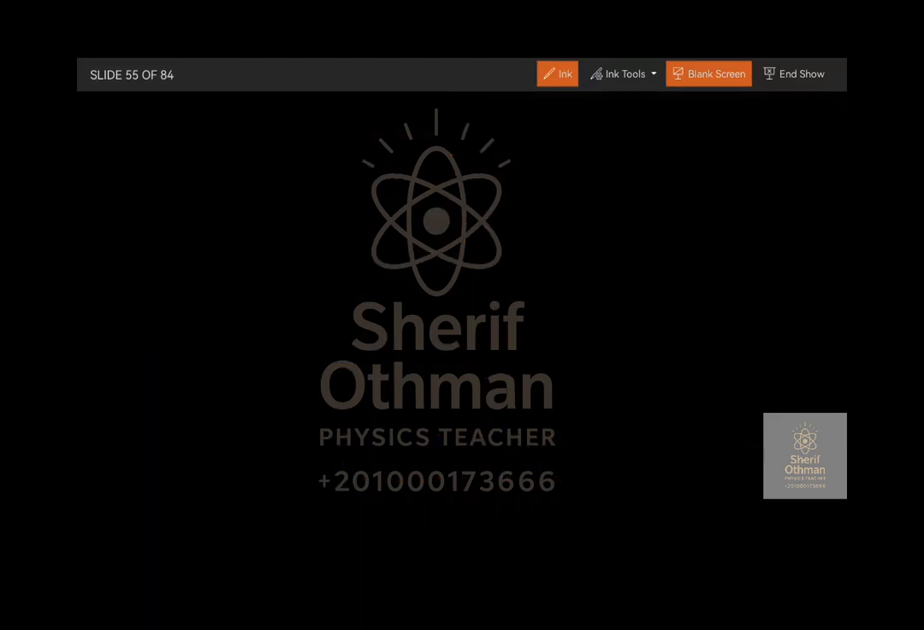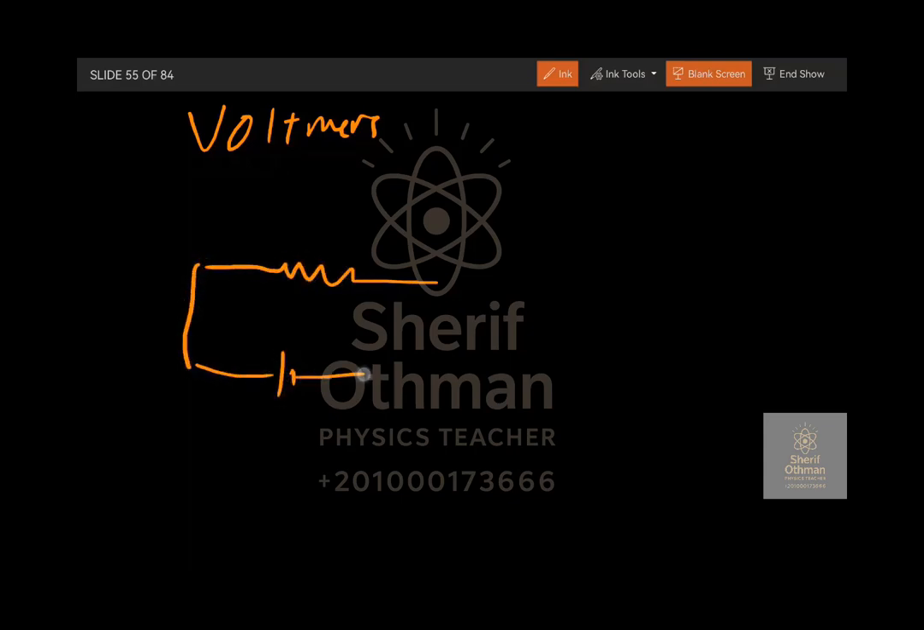The connection of voltmeter and ammeter. What are the voltmeter and ammeter, firstly? The voltmeter is the device which measures the potential difference between 2 points. So here is a component, which is a resistor, and I would like to measure the potential difference between its 2 terminals. That means I need to measure the difference in potential between these 2 points.